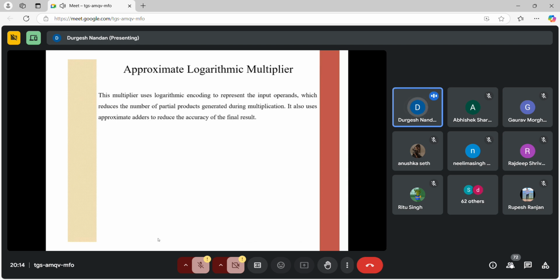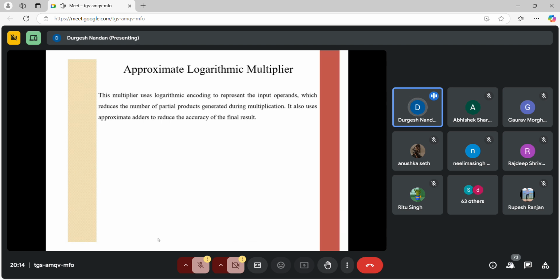Regarding the logarithmic multiplier, there is no need to separately mention the word approximate, because a logarithmic multiplier performs in an approximate way only. It does not provide the exact result. It is an example of an approximate multiplier. Basically, if we want to multiply two numbers, we do not directly multiply them.